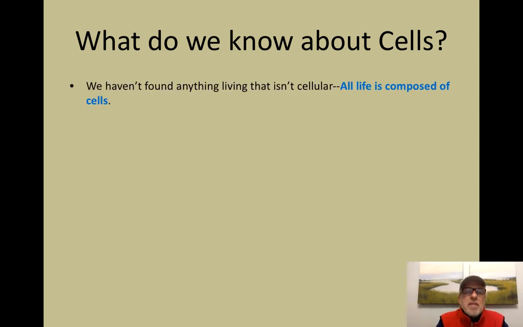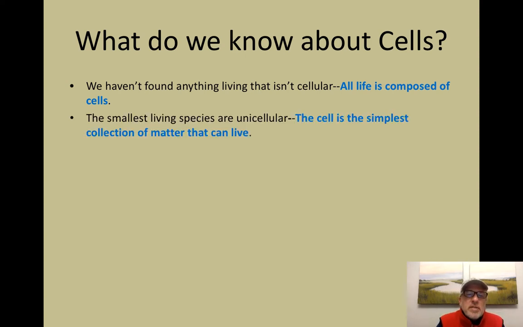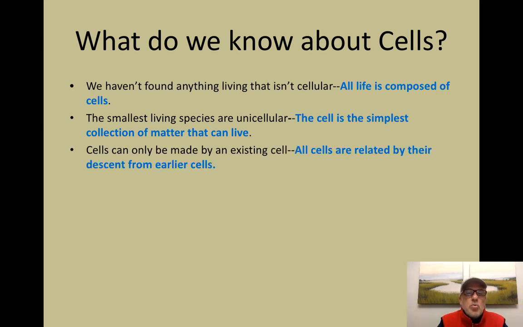Here's the first thing. We haven't found anything living that isn't composed of cells. All life is composed of cells. The smallest living species are unicellular, so the cell is the simplest collection of matter that is alive. Cells are only made from existing cells, so that means that all cells are related by their descent from earlier cells. And that relates to what we learned in evolution, that all life has a single common ancestor.